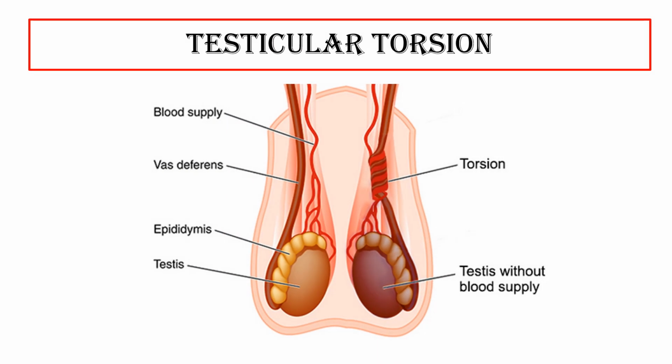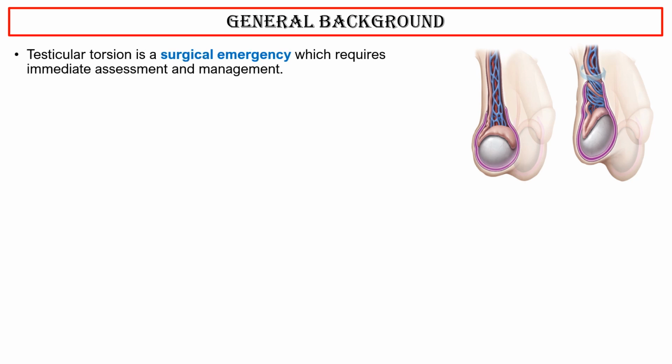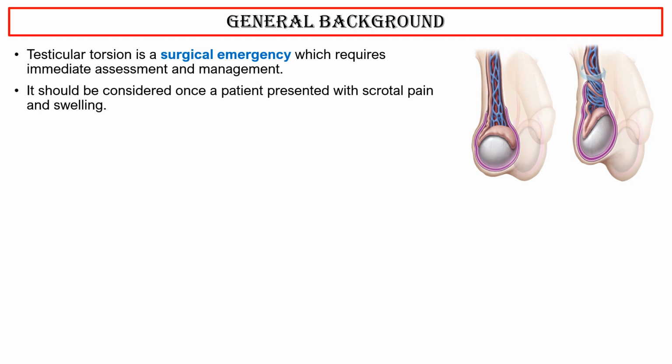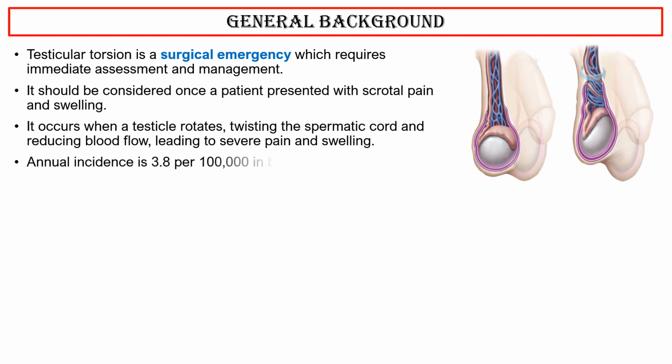Okay, let's talk about testicular torsion. General background. Testicular torsion is a surgical emergency which requires immediate assessment and management. It should be considered once a patient presented with scrotal pain and swelling. It occurs when a testicle rotates, twisting the spermatic cord and reducing blood flow, leading to severe pain and swelling.